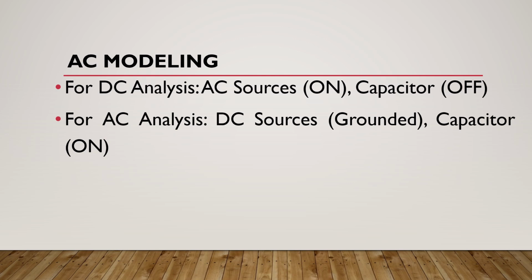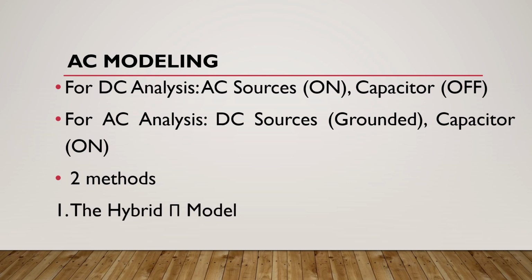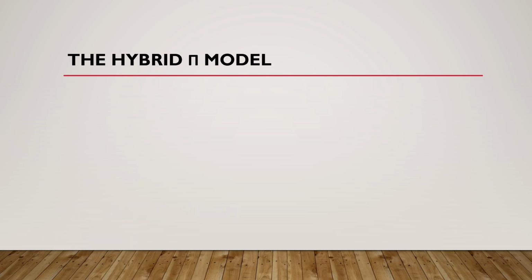Now there are two methods to model small signals. First is the hybrid pi model and the second is T model. First we will talk about the hybrid pi model. We know that the symbol of NPN transistor is like this, where this terminal is collector, this terminal is base and this terminal is emitter.